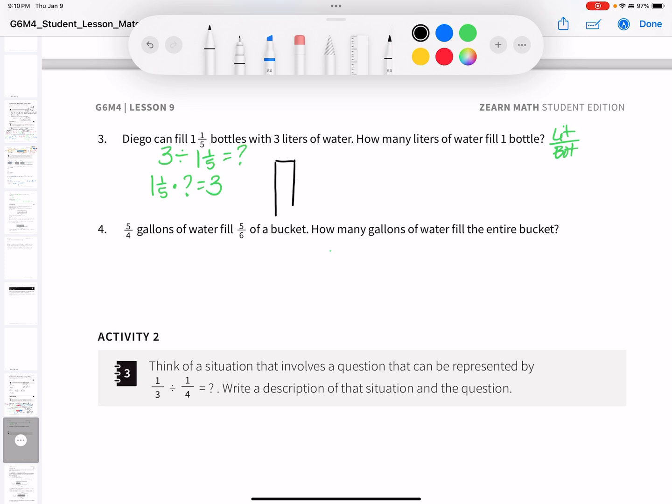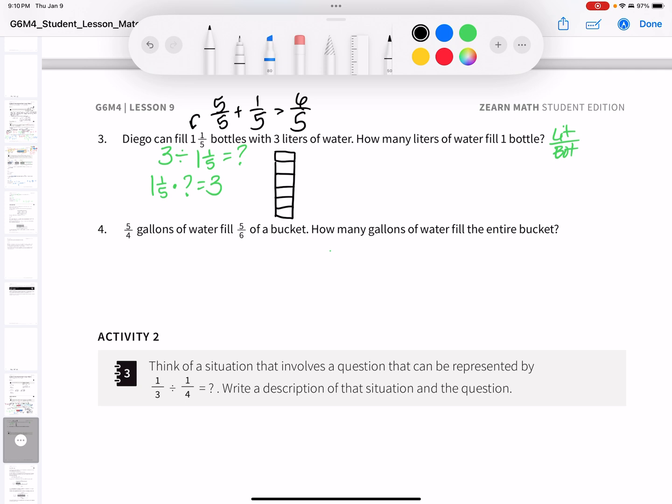So here's our bottle. This will have 5 pieces in it. And then we're going to add another 1/5 piece because that would be 1, which is 5/5, plus 1/5. Okay, so we should have 6/5.